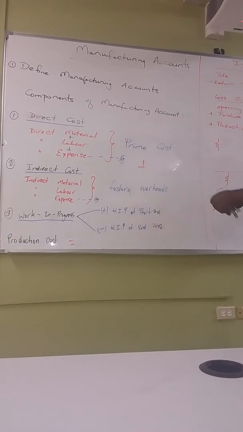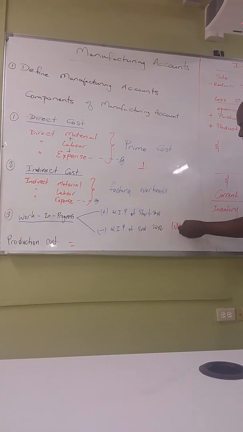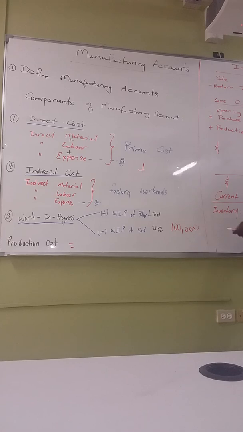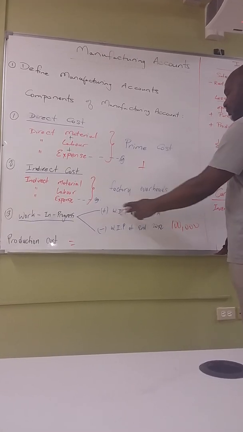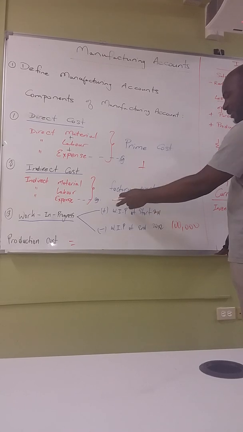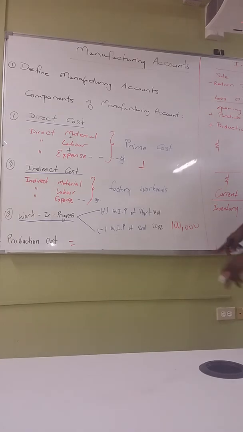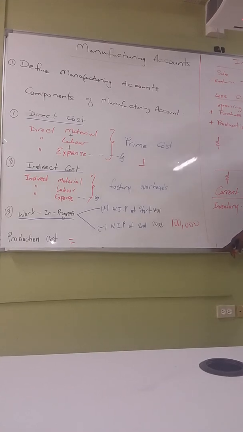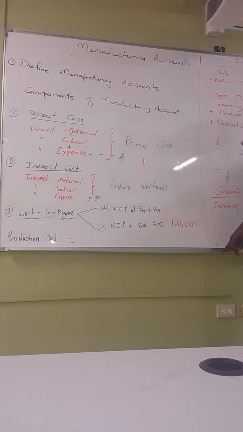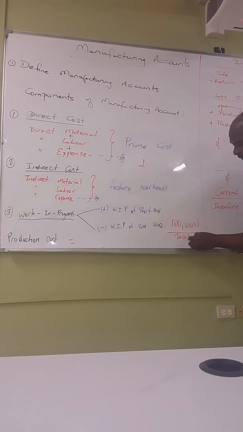Now, let us assume that your production cost is say 100,000. So when you add your prime cost and your factory overheads, and you make adjustments to your work in progress, meaning that you add the work in progress at the start, less work in progress at the end, it equals the production cost of 100,000. If you would have made 2,000 dressers, you can simply divide this by the 2,000.